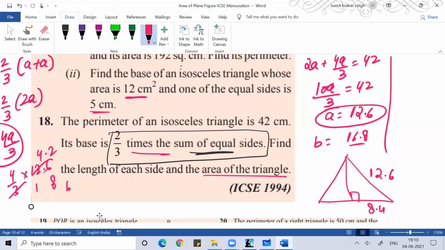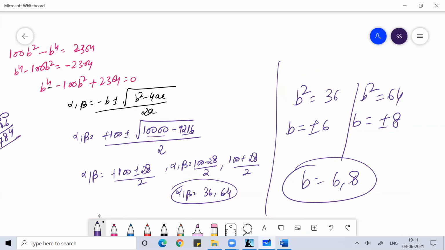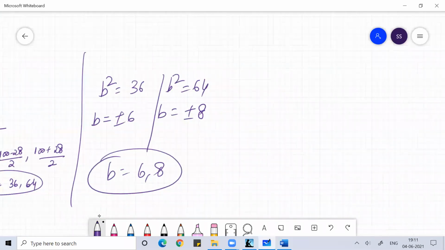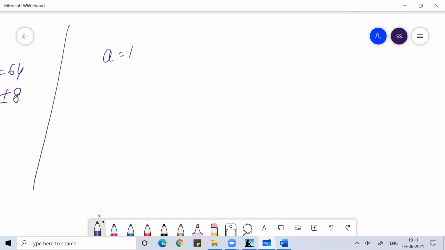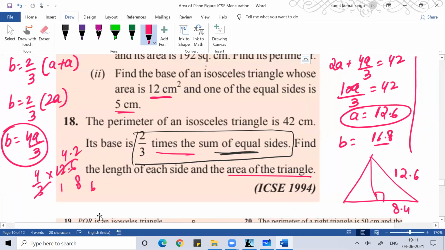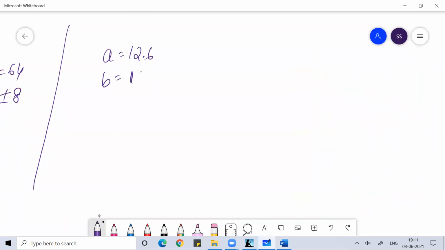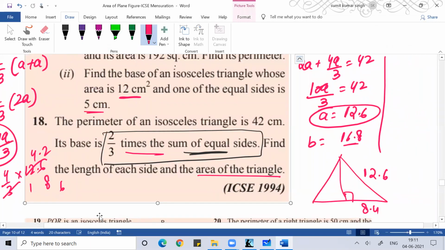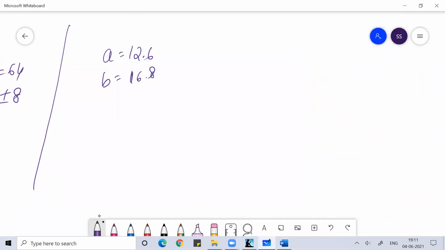the square and trouble. So A is 12.6. A is 12.6 and your B is how much? B is 16.8. So let me try this Pythagoras theorem if it works. 12.6 square. How to find 126 square, Dhwani?